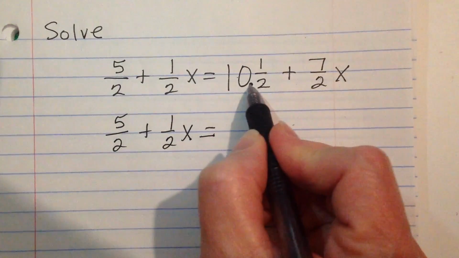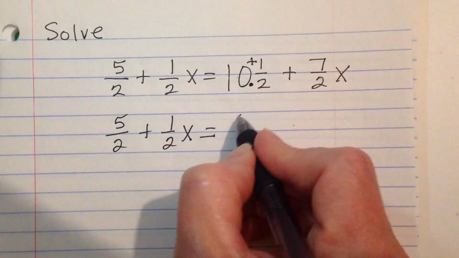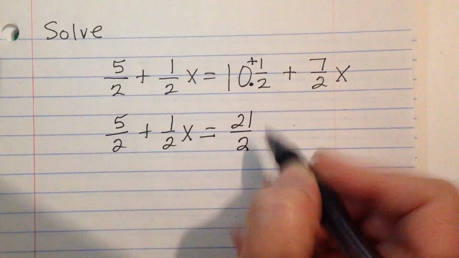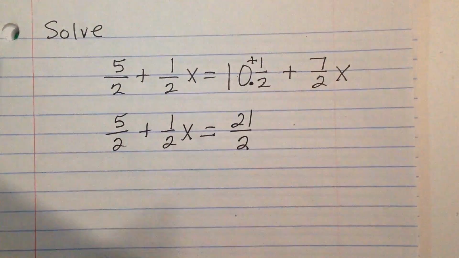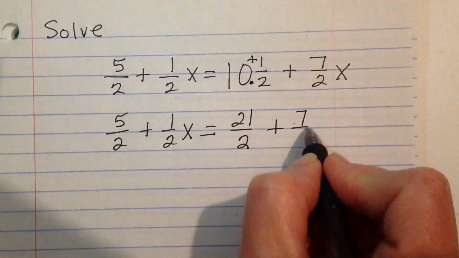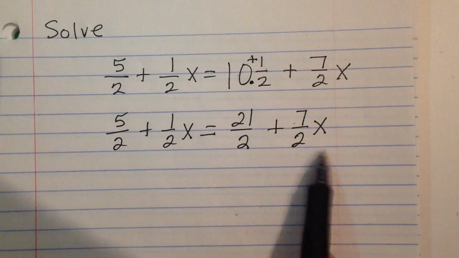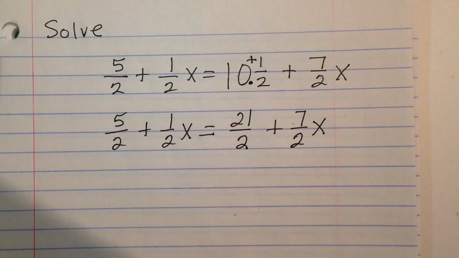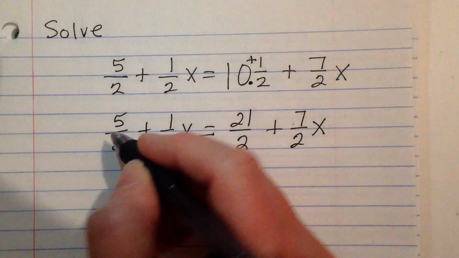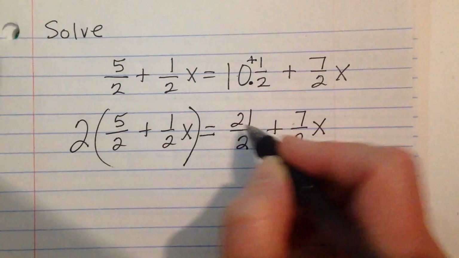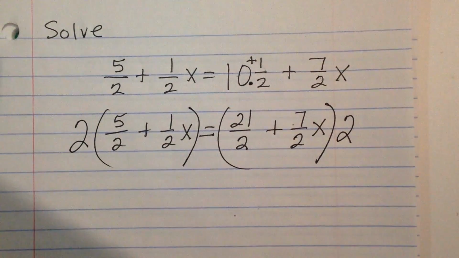2 times 10 gives me 20, plus 1 would be 21/2. So I change this mixed number to an improper fraction, plus 7/2 x. Now, I could keep the fractions and just work it like normal, subtract 7/2 x from both sides. I could do it just like normal. But I'm going to work it by eliminating the fractions. I'm going to multiply each term through by the common denominator of 2.